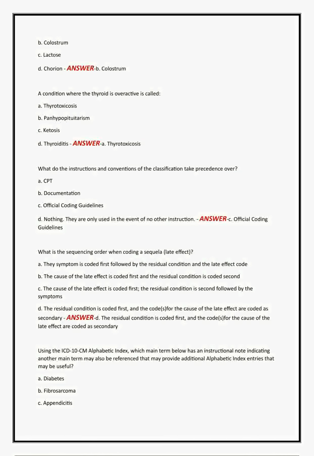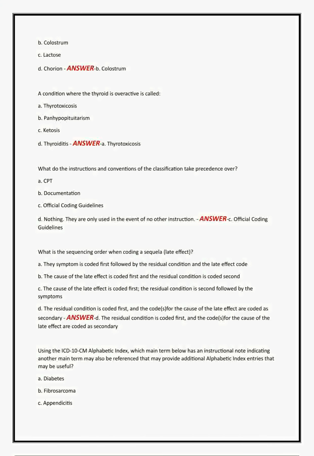What is the sequencing order when coding a sequela late effect? A. The symptom is coded first, followed by the residual condition and the late effect code. B. The cause of the late effect is coded first and the residual condition is coded second. C. The cause of the late effect is coded first. The residual condition is second, followed by the symptoms. D. The residual condition is coded first, and the code for the cause of the late effect is coded as secondary. Answer D.